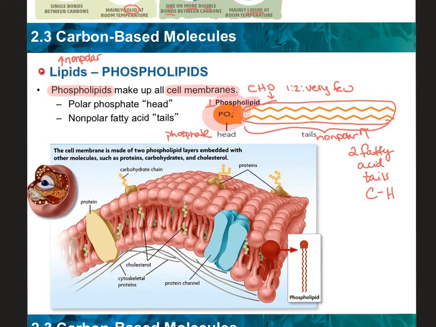And we know that charged molecules are polar. So the head is polar, but the tail is nonpolar. So we have a polar head and we have a nonpolar tail. Polar head, nonpolar tail.